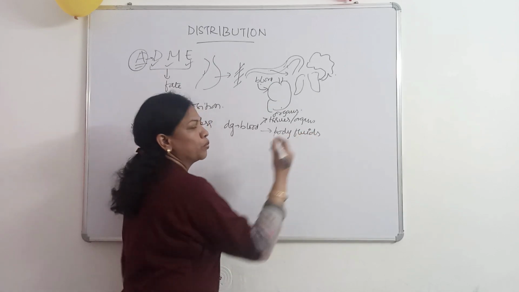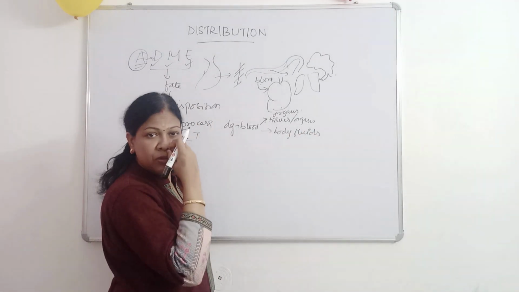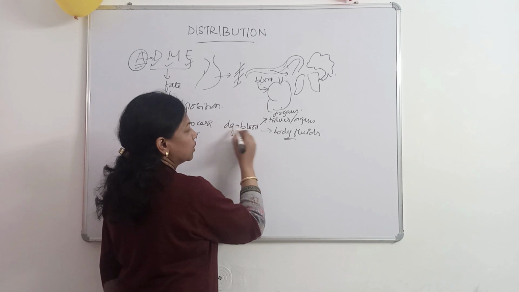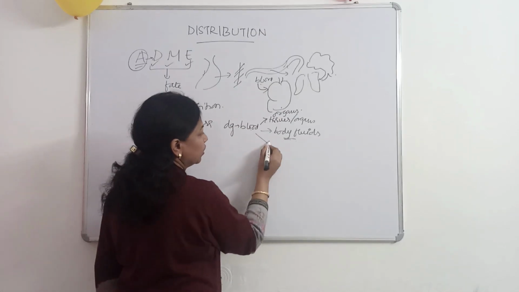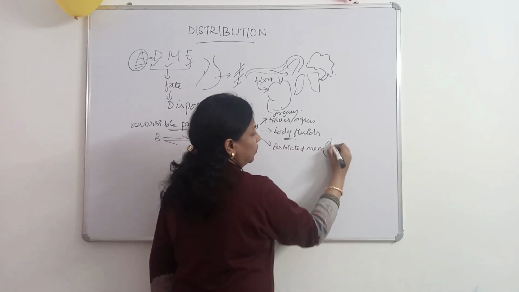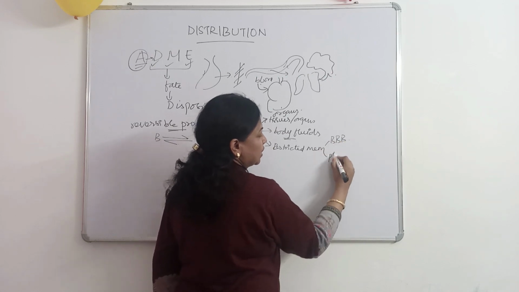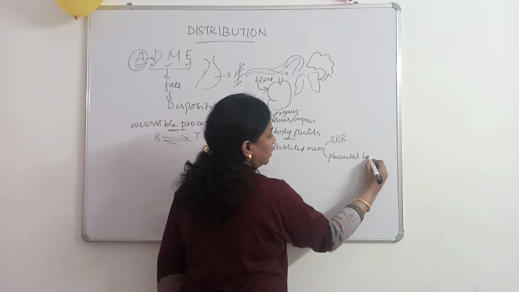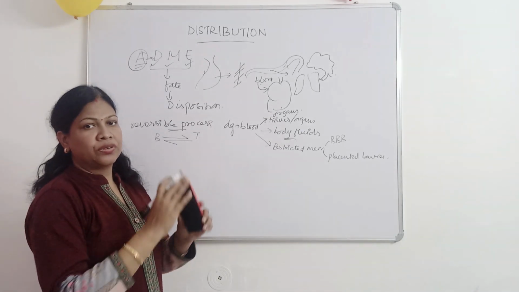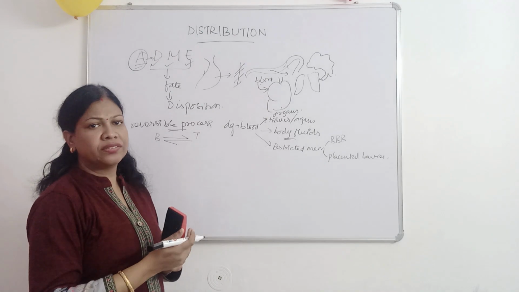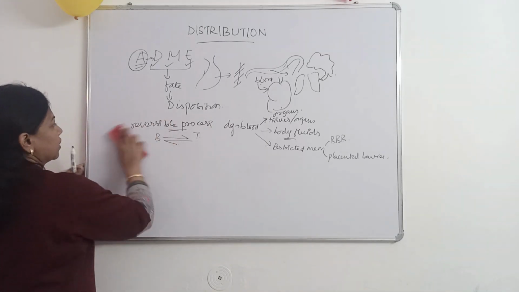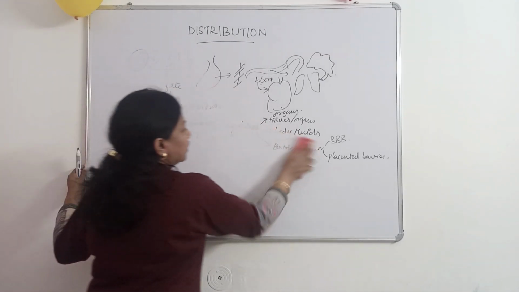Apart from blood, we have so many body fluids like synovial fluid, cerebrospinal fluid, salivary fluid, extracellular fluid. The drug distribution from blood to these body fluids is also distribution, and also to some restricted membranes like the blood-brain barrier and placental barrier. That is, the drug from blood can distribute to various tissues, to other body fluids, and also to restricted barriers. So we will discuss all these three distributions.